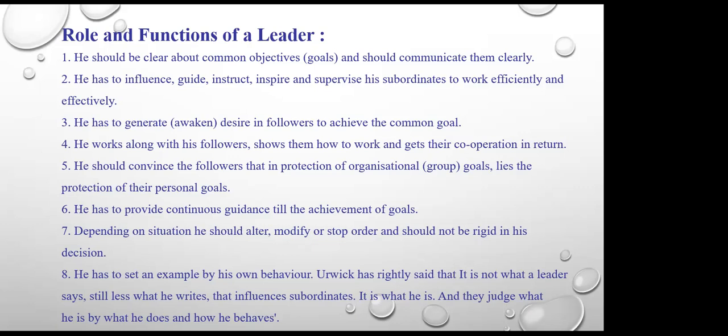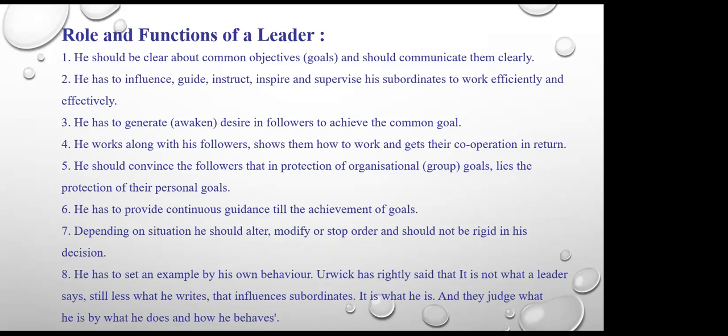And he has to influence, guide, instruct, inspire, and supervise his subordinates to work efficiently and effectively. He should be able to influence. He should have the skill to influence the people. For example, we have many speakers. I'm not getting into politics, but I'm giving an example. For example, PM Modi used to give good lectures or good speeches, and many people follow. In the same way, we have many people who are able to influence people by their speech, their behavior or their approach.